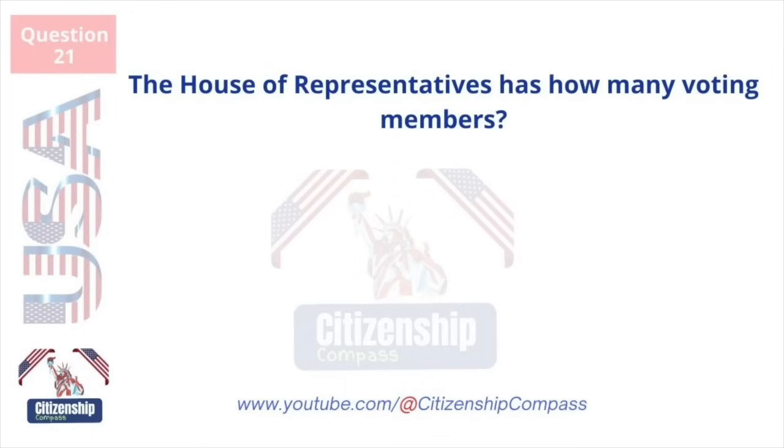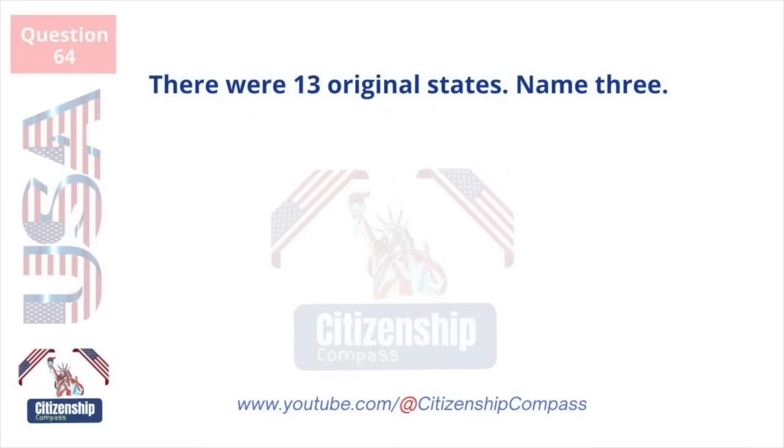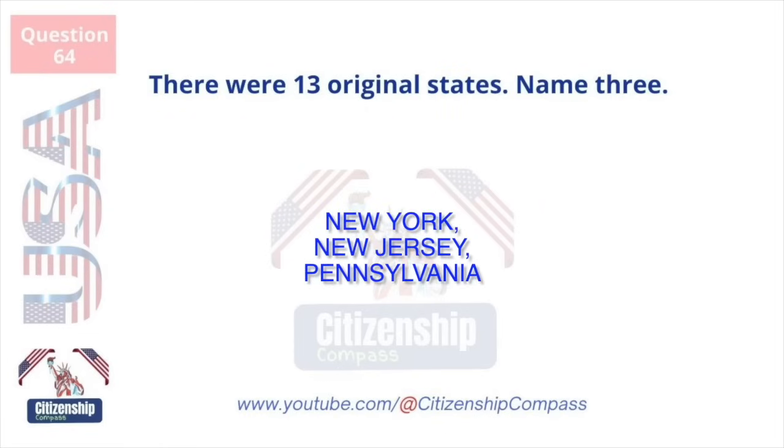The House of Representatives has how many voting members? 435. There were 13 original states. Name three. New York, New Jersey, and Pennsylvania.